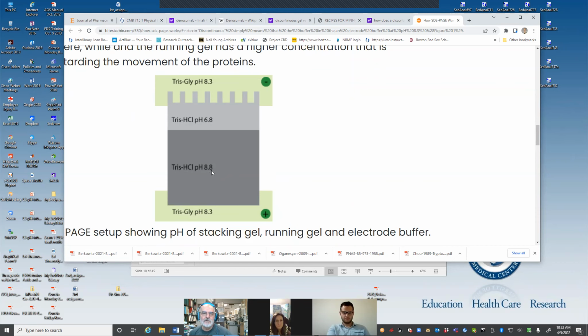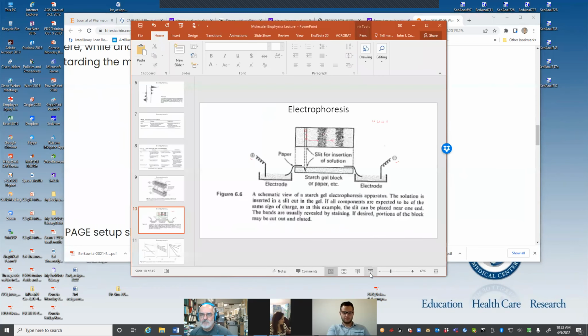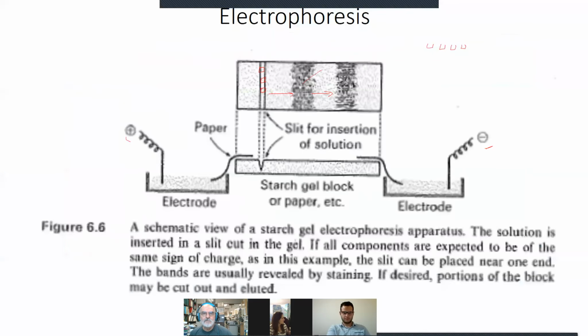So the pH is different. And then there's a stacking gel where you create the lanes. And this also has a different composition and a different pH. And this variation in composition and this variation in pH becomes important later on. Okay, so this is something that you don't do in agarose gels. You only tend to do this in polyacrylamide gels. Okay, so let's go back to this.